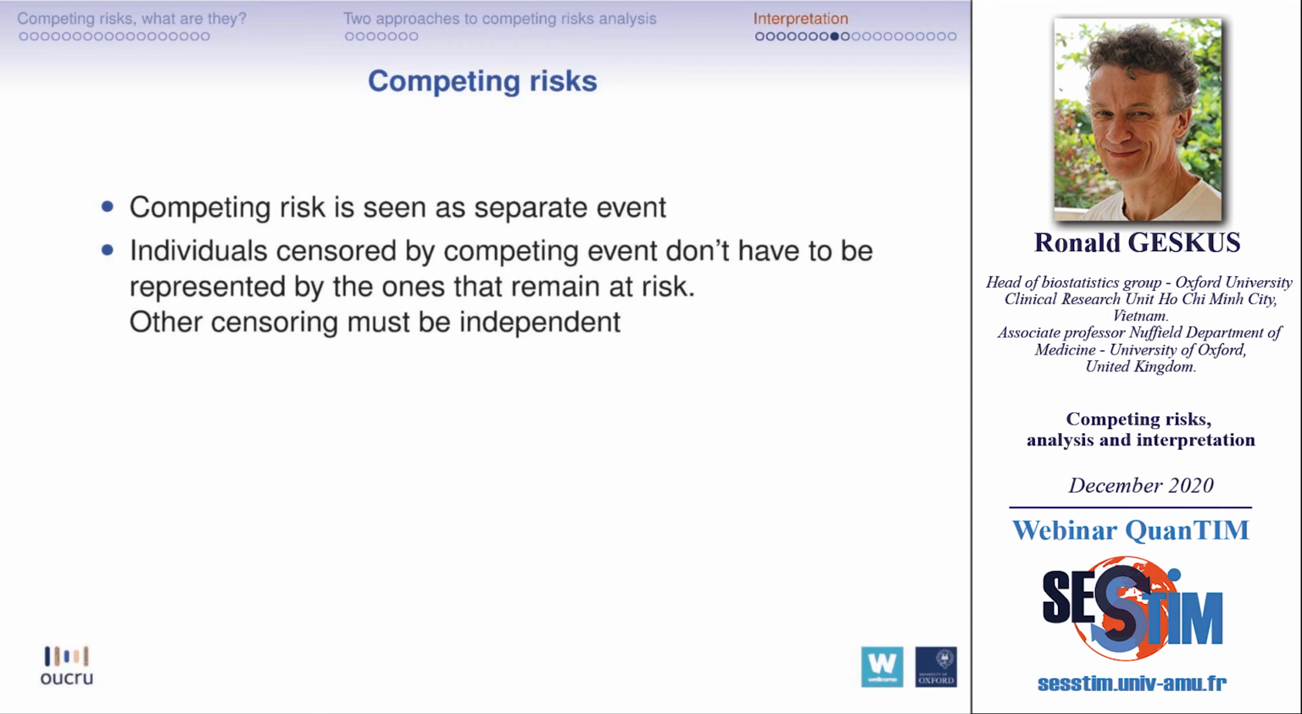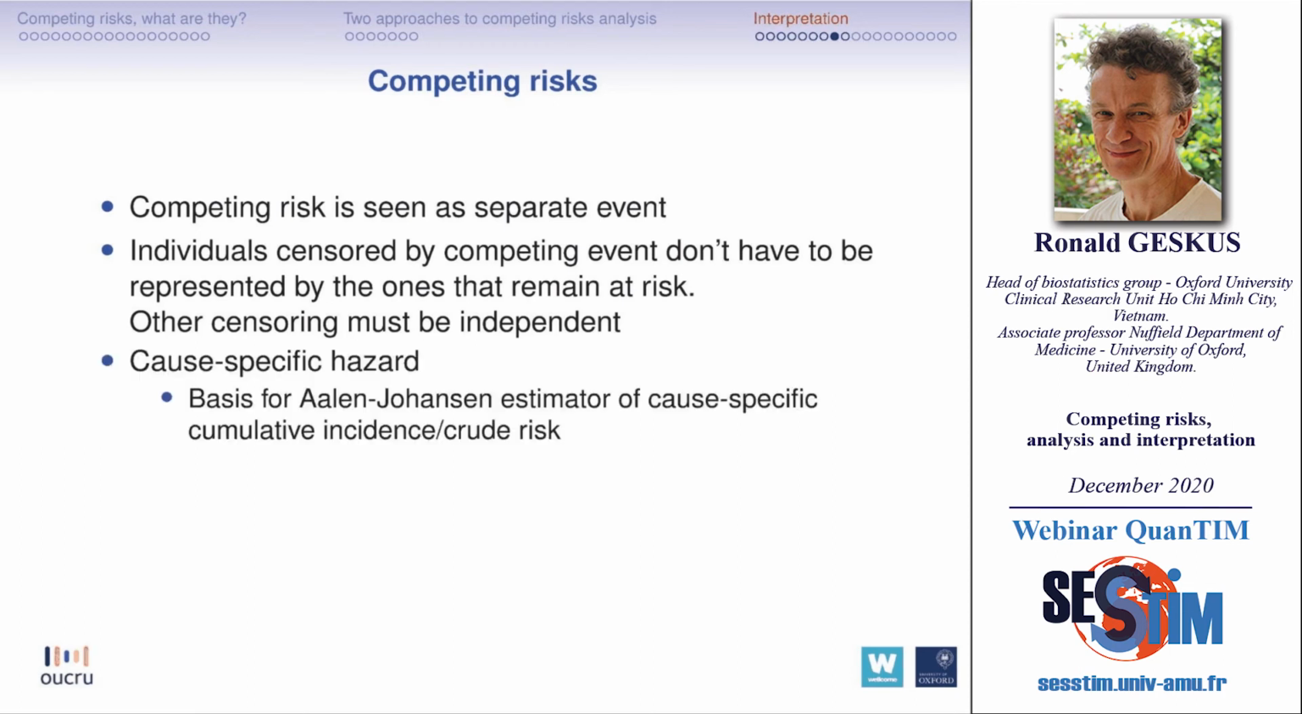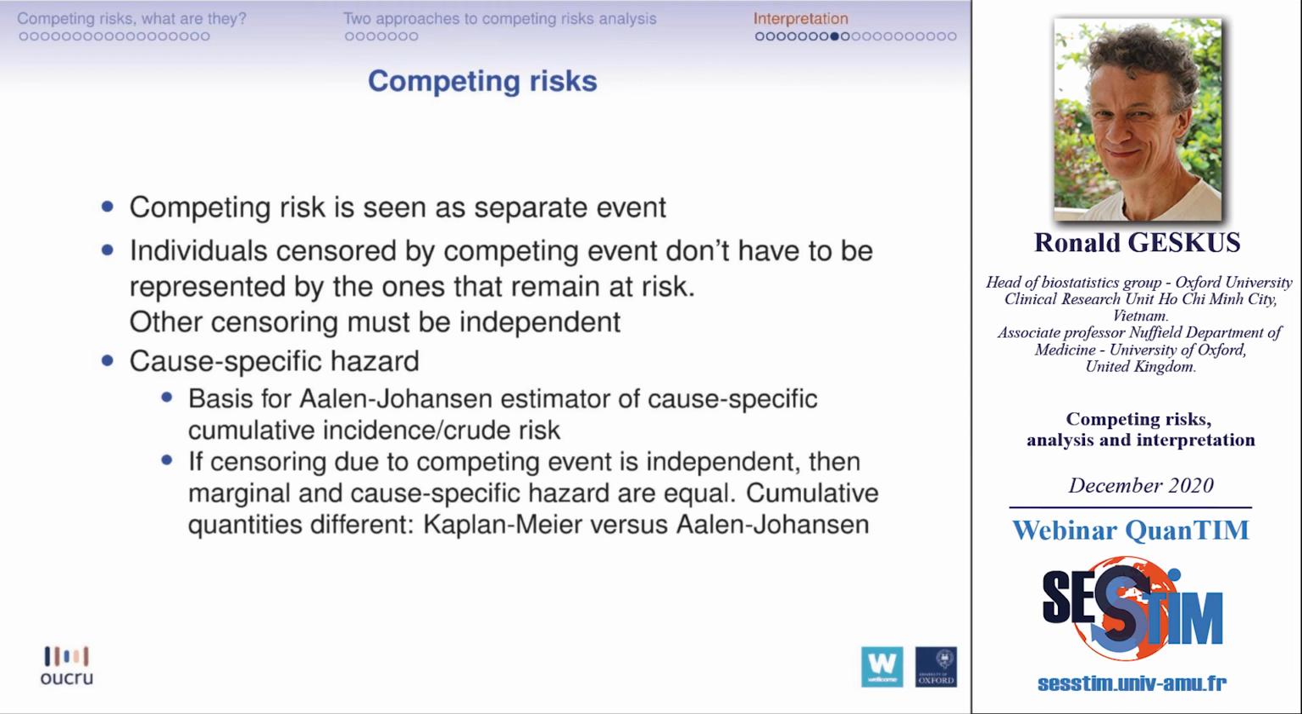And that is something that many people find confusing. So you can estimate the cause-specific hazard. You don't need to make the assumption of independence of the competing risk and the other event types. It just quantifies the transition rate to each of the endpoints. So the cause-specific hazard is a basis for the Aalen-Johansen estimate of the crude risk. And only if censoring due to the competing event is independent, then what you estimate can also be interpreted as a marginal hazard.